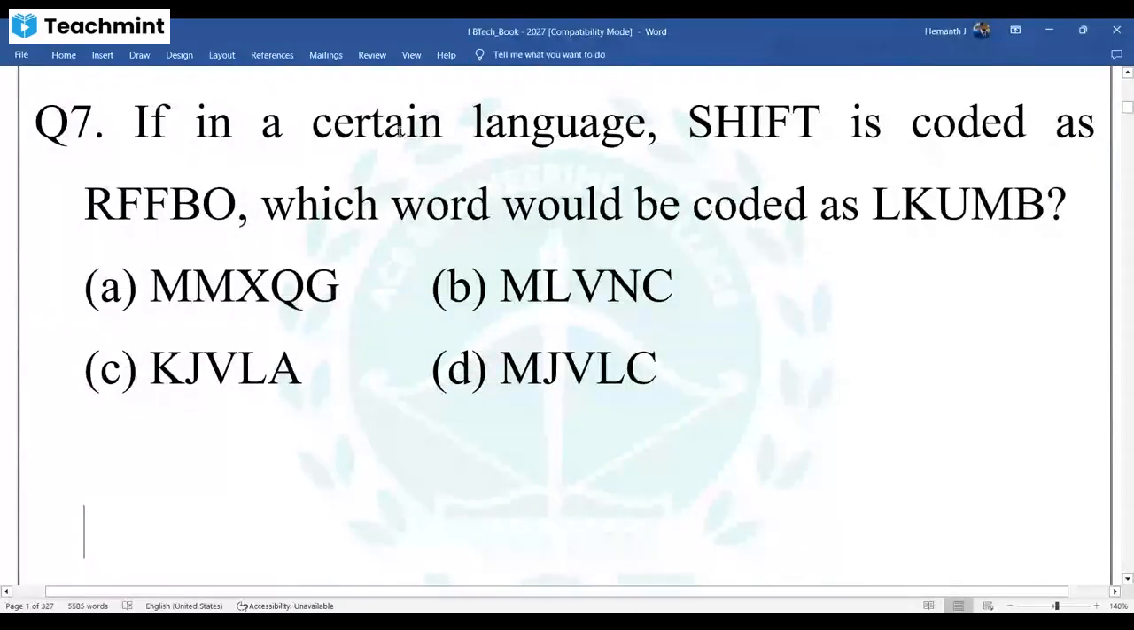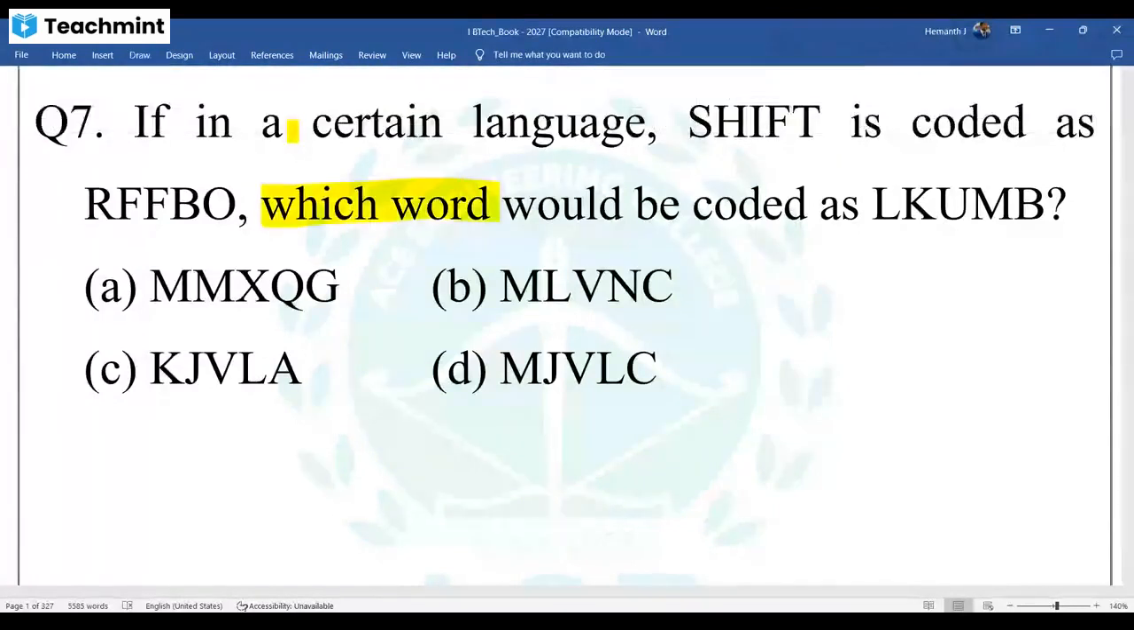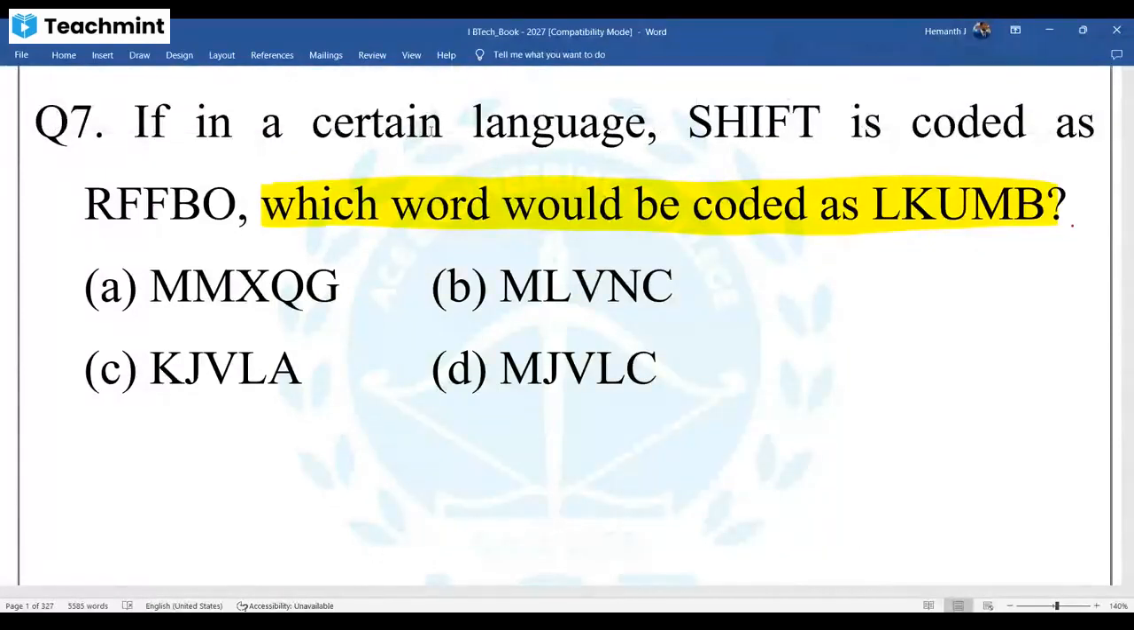Now here, option A, okay. Remaining people check whether it is option A or B, or whether it is C. If you understand the question they are asking about, which would be coded as LKUMB, I am underlining this. Okay, please read that carefully. To avoid the mistake, I am giving the clue. Check it out once. In a certain language, Shifty is coded as RFFBO. Some word is coded as LKUMB. What is that one you need to understand?